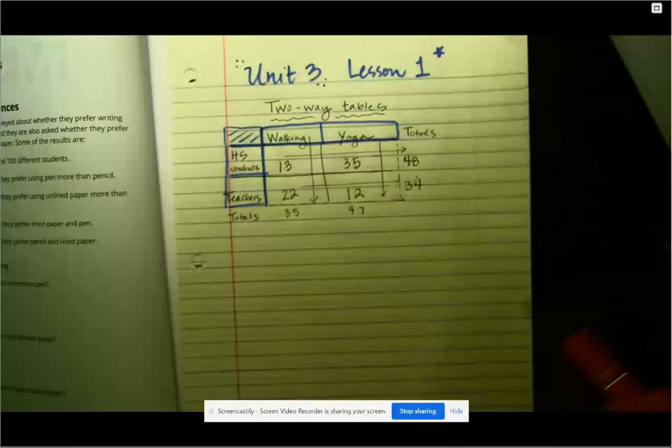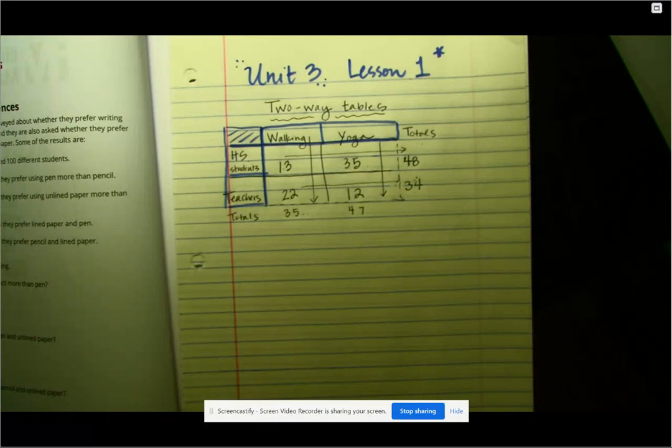And maybe you're using this information because you want to have an after school teacher student club. Oh my gosh, how fun, right? And you're deciding, should we do yoga or a walking club?